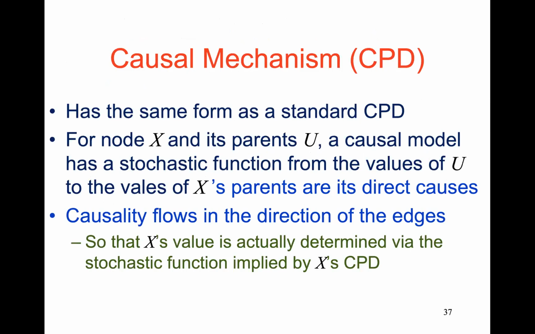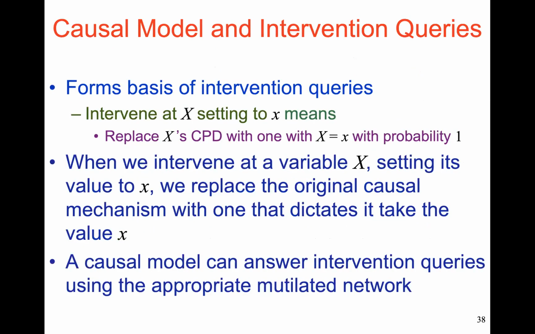Causal mechanism CPD. The CPD has the same form as a standard CPD, that is, a conditional probability distribution. For node X and its parents U, a causal model has a stochastic function from the values of U to the values of X, the parents being its direct causes. So we have a CPD like we have seen before. Causality flows in the direction of the edges, so X's values are determined by the stochastic function implied by X's CPD. All right, so this is just standard Bayesian network terminology.